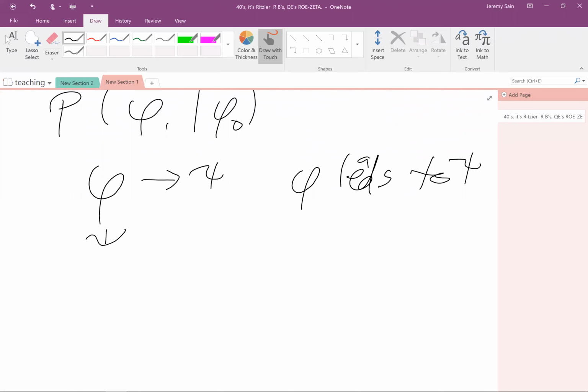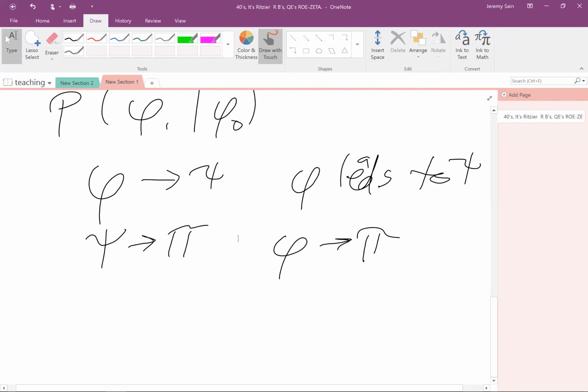So if phi leads to psi and psi leads to, I don't know, pi, then there's a way to get from phi to psi after enough choices, and there's a way to get from psi to pi after enough choices. Then you can definitely get from phi to pi. So it's transitive no matter what. And if it happens that they both lead to each other, then that makes an equivalence relation.